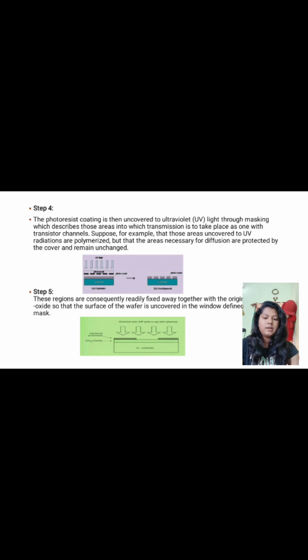In step 5, these regions are subsequently etched away together with the original silicon dioxide so that the surface of the wafer is uncovered in the window defined by the mask. Here we can see the UV rays being applied. We are separating the N mask, we are separating the photoresist.